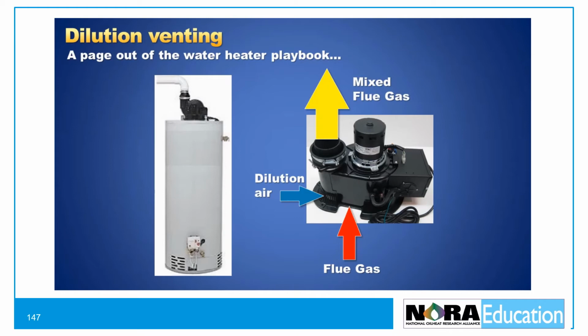It's cooler than the original flue gas, but warmer than the dilution air, so it's actually drier and less prone to condensing. In sub-freezing temperatures, outside air is extremely dry. An additional benefit is that the fan assists in venting where natural draft will not be effective.